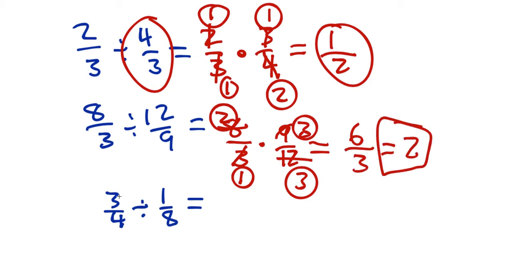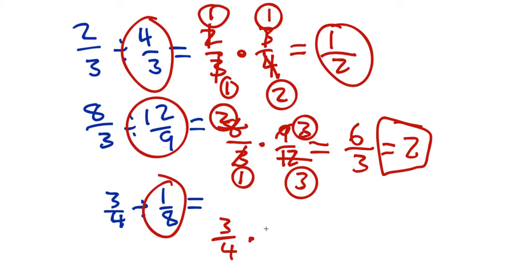Okay, let's do one more. 3/4 divided by 1/8. That's going to be 3/4, flip the second one. I'm going to flip the 1/8. That becomes 8/1. Okay, cool. We got some cross canceling going on. 4 and 8: 4 is a factor of both.